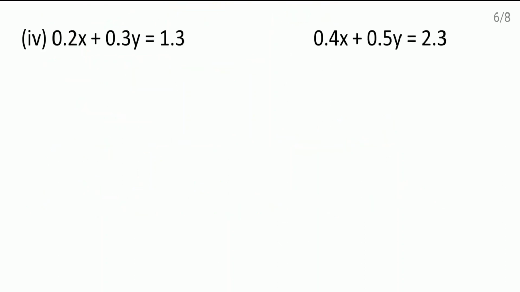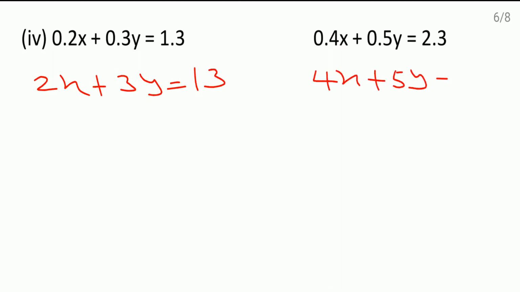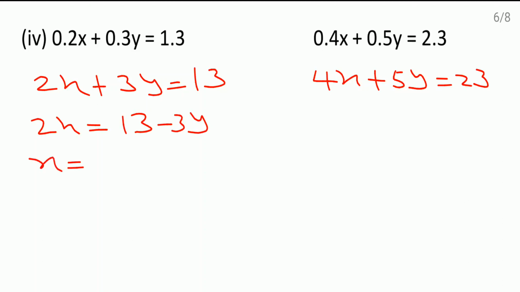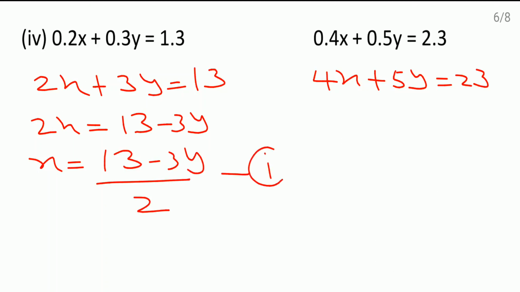Here, looking at these decimal places, don't get scared. What we'll do, we'll multiply both the equations on both the sides by 10. So what happens here? I get 2x plus 3y equal to 13, and here 4x plus 5y equal to 23. Now observe which is the easier one. First one is easier. So I will write down 2x equal to 13 minus 3y, and x equal to 13 minus 3y by 2. This I will call equation 1 and this is equation 2.